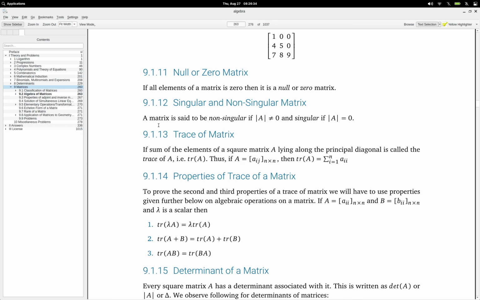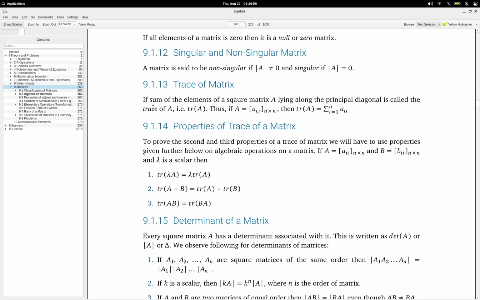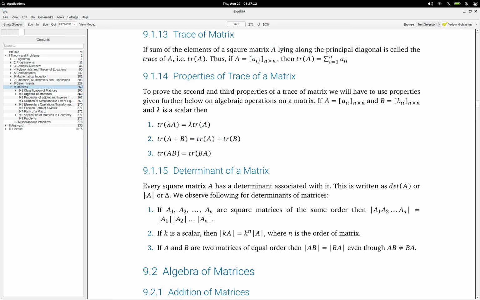Singular or non-singular matrix. A matrix is said to be non-singular if the determinant of the matrix is not equal to 0, and singular if the determinant of A is equal to 0. Trace of a matrix. The sum of the elements of a square matrix A lying along the principal diagonal is called the trace, that is, tr of A. Thus, if A is equal to Aij, n by n, then tr of A is equal to the sum from i equals 1 to n of Aii.